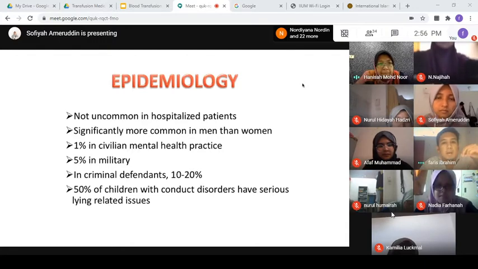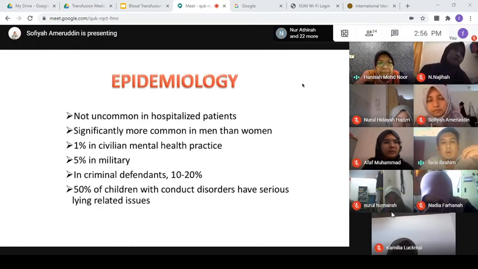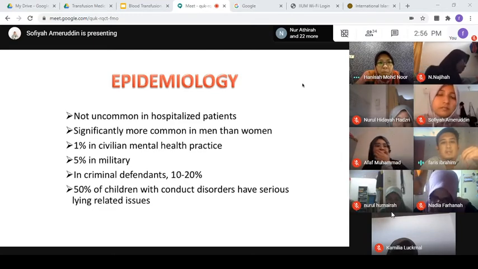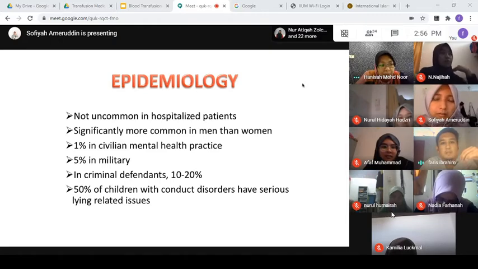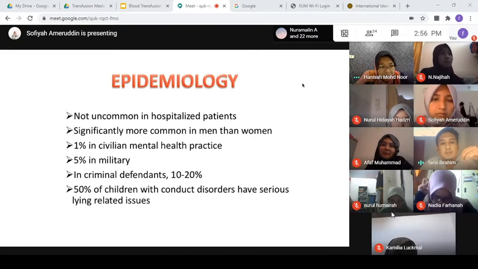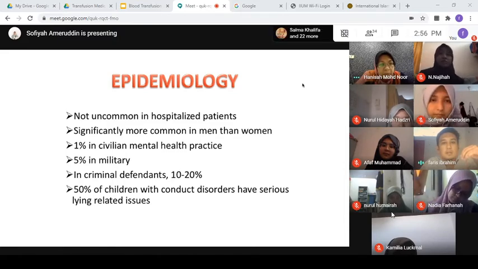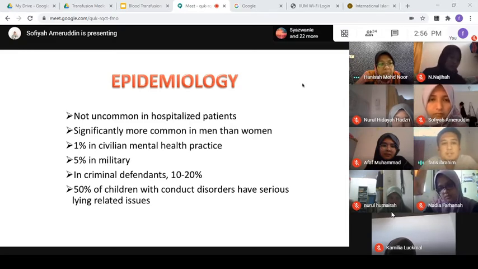Now, epidemiologically, it is common among hospitalized patients to malinger. It is more significant in men than women and affects 1% of civilian mental health practice and 5% in the military. In criminal defendants, it is about 10 to 20%, meaning that if they are going to be charged or prosecuted, they malinger and say that they are sick so that they can evade the prosecution. 50% of children with conduct disorders also have serious lying-related issues with regard to their health.